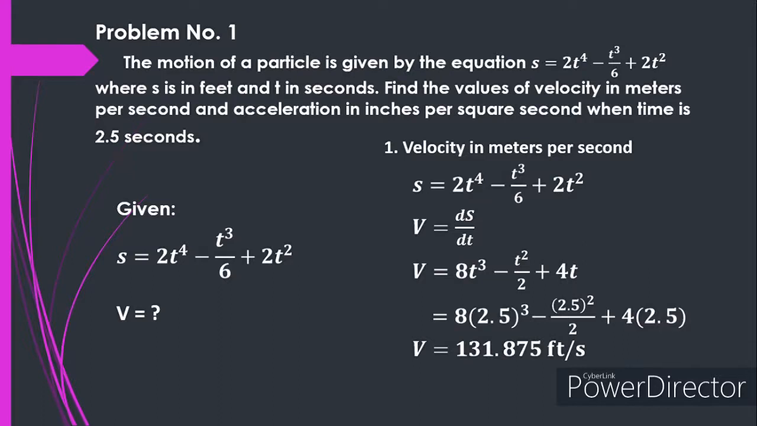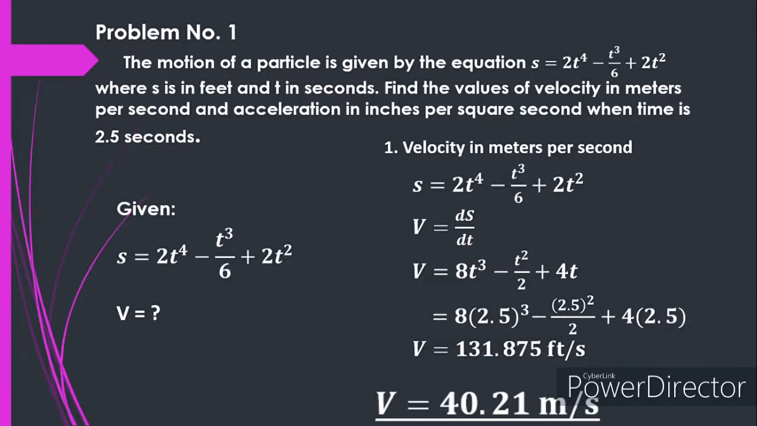Now, the question is, find the values of velocity in meters per second. So, we just simply convert 131.875 feet per second into meter per second. So, the result will be v is equals to 40.21 meters per second. Alright. So, medyo madali lang class itong ating problem number 1.